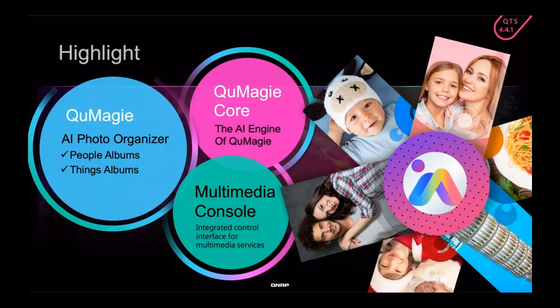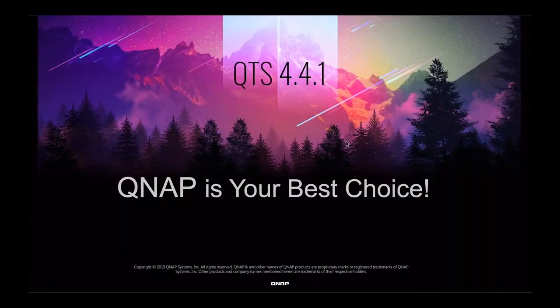So to kind of summarize this, QuMagie can recognize people, things, places, themes. QuMagie Core is the AI engine for QuMagie, and Multimedia Console allows you to manage your multimedia content for your different multimedia apps. So that is what I want to say today about QTS 4.4.1. There's a lot that's new, a lot exciting to talk about.